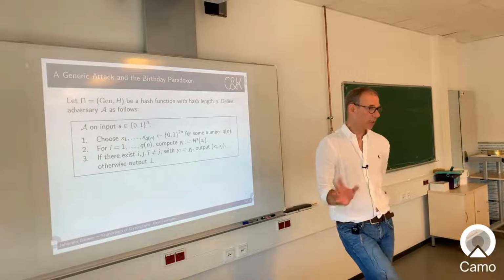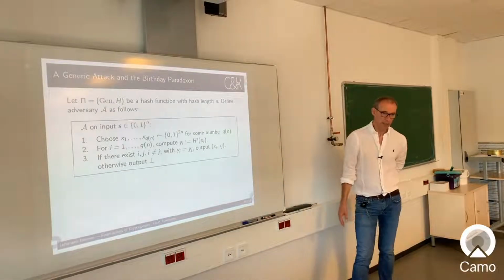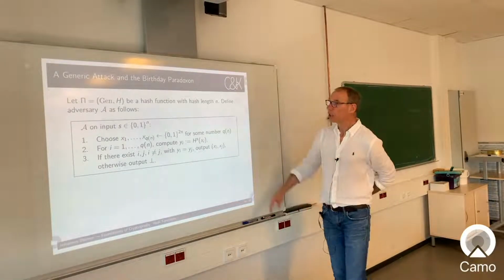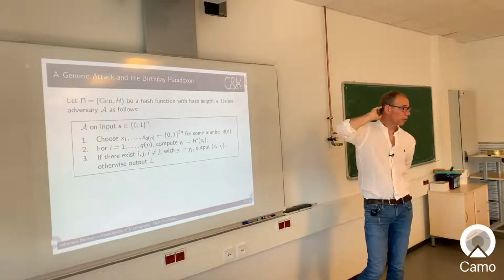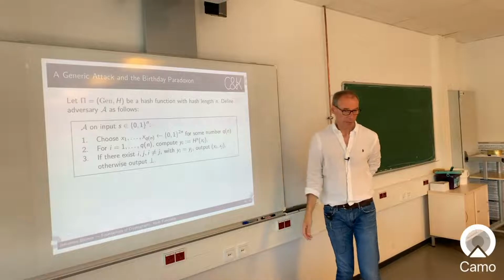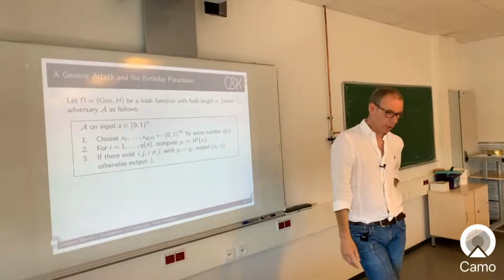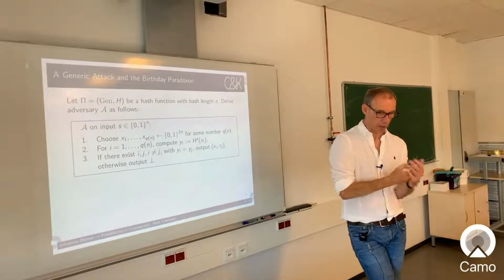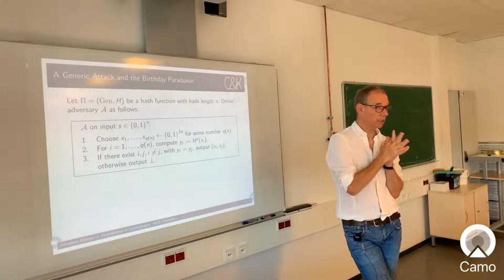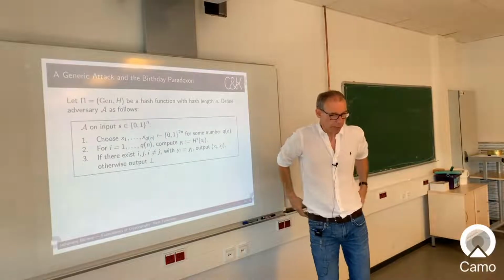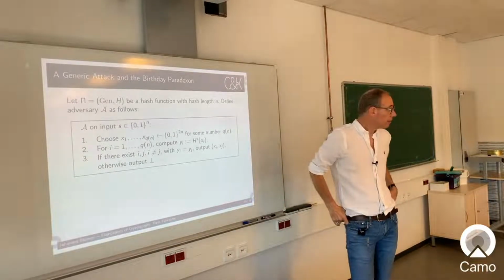There are other attacks that have similar running time. This is the easiest one, which is based on the so-called birthday paradoxon, which is not a paradoxon, but a theorem. So here is a very simple algorithm to find collisions. It's not necessarily an efficient one, but it's one.